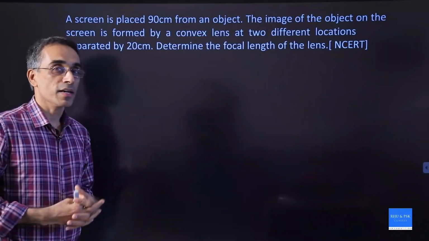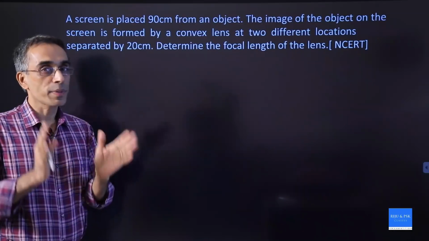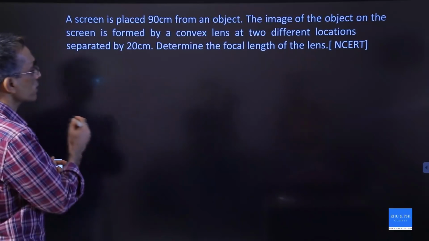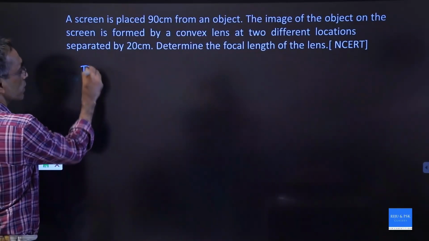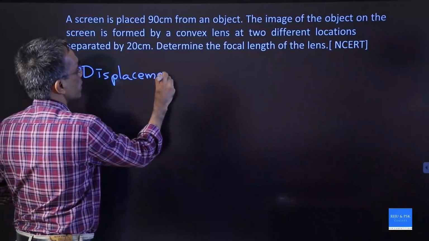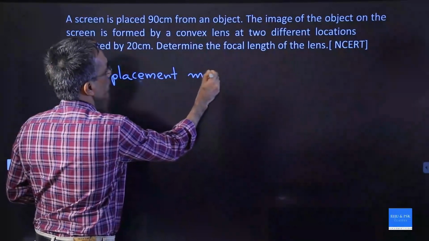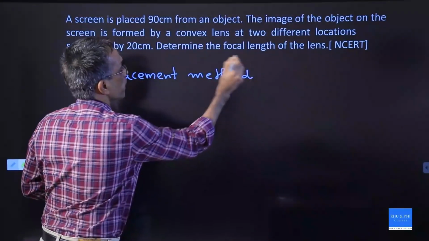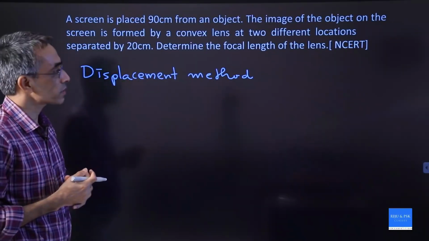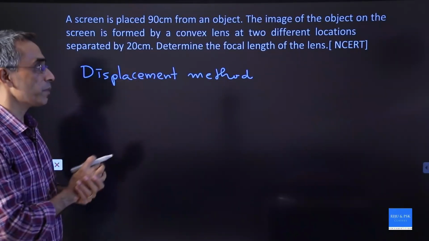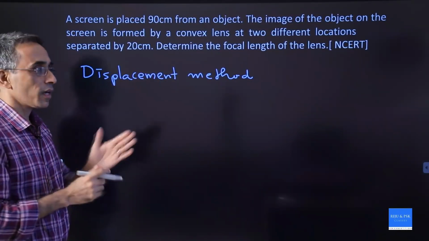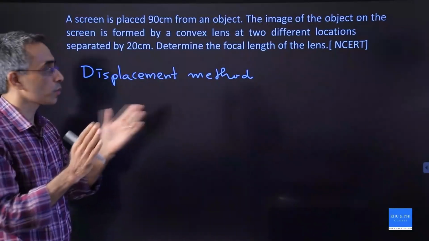This is a question from NCERT. This is a very special method in the determination of focal length of lenses, and this is based on a method called the displacement method. Okay. You may be doing this in your lab works. The displacement method uses displacement of a convex lens. A convex lens is moved between 2 points.